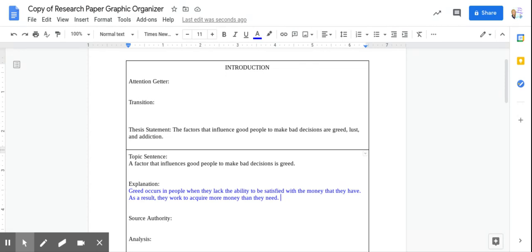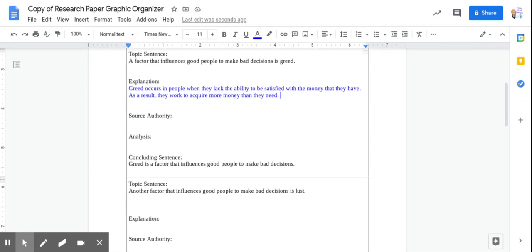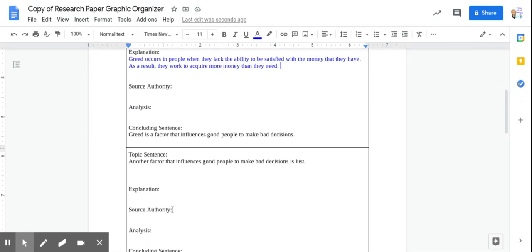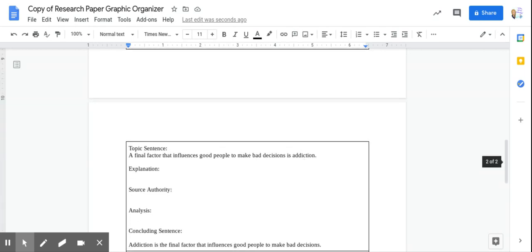So that is how you do an explanation. You kind of have to work through it. Play around with the sentences, ask yourself, does that really represent what it is I'm trying to say? You're going to have 3 explanations that you have to do. So your first body paragraph, your second body paragraph. In this second body paragraph, I would be writing about lust. In my third body paragraph, I would be writing about addiction.